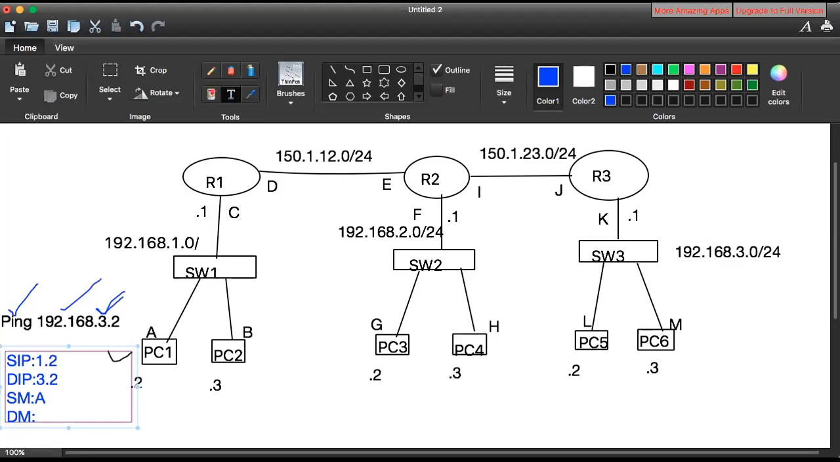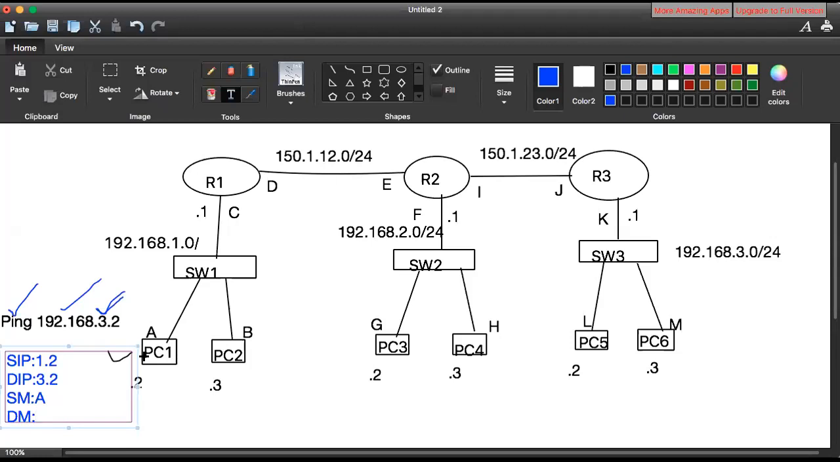So the destination MAC... Sorry, I got a question. If the IP is found in their own network, don't they have to go to the gateway after that? No, the gateway would be used only when you are sending it outside of the network. Okay, thank you.